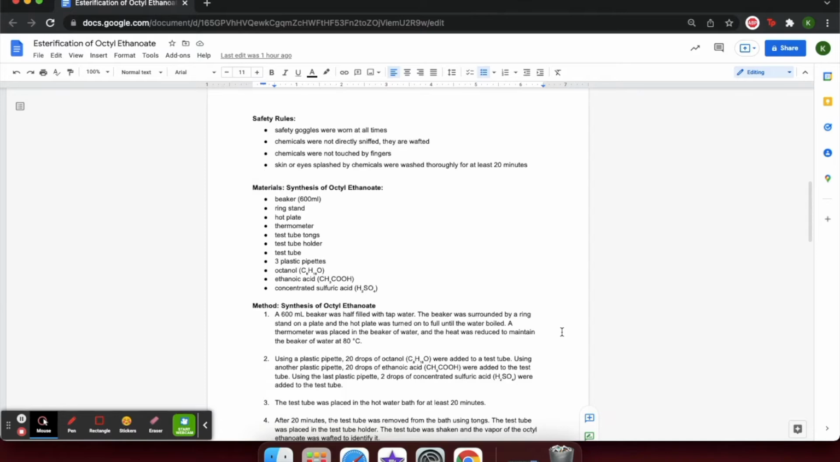Now, the materials that were used to create octyl ethanoate are as follows: a 600 milliliter beaker, a ring stand, a hot plate, a thermometer, test tube tongs, a test tube holder, a test tube, 3 plastic pipettes, octanol, ethanoic acid, and concentrated sulfuric acid.